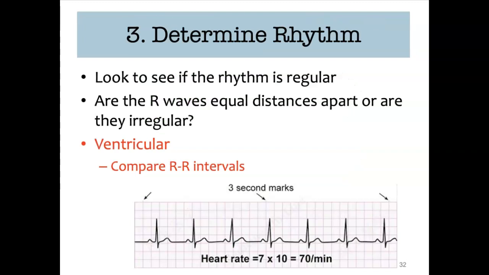Now we look at the rhythm. You look to see if the rhythm is regular. So you look at the R waves. Are the R waves equal distances apart, or are they irregular? So what you do is you look at the ventricular R waves and you compare each R wave along here. And I'm going to give you a trick on how to do that.